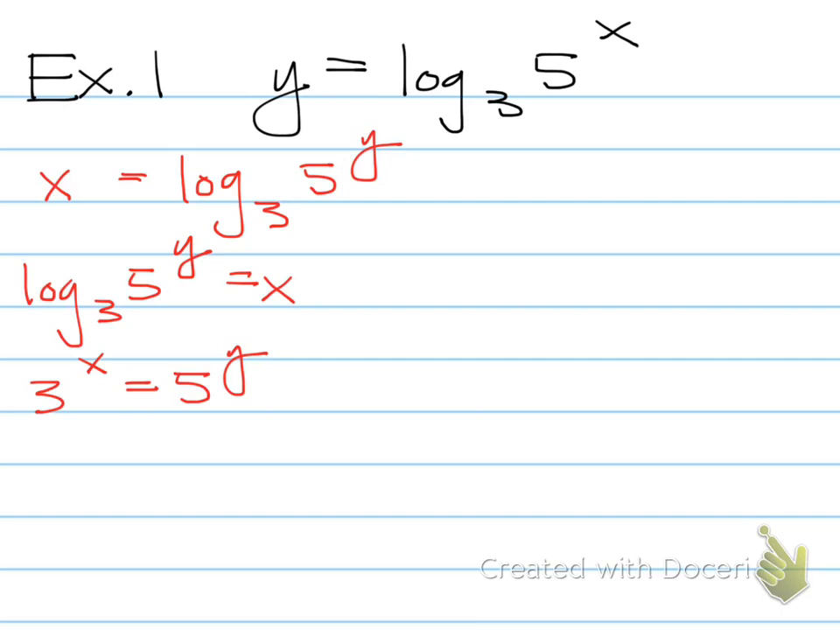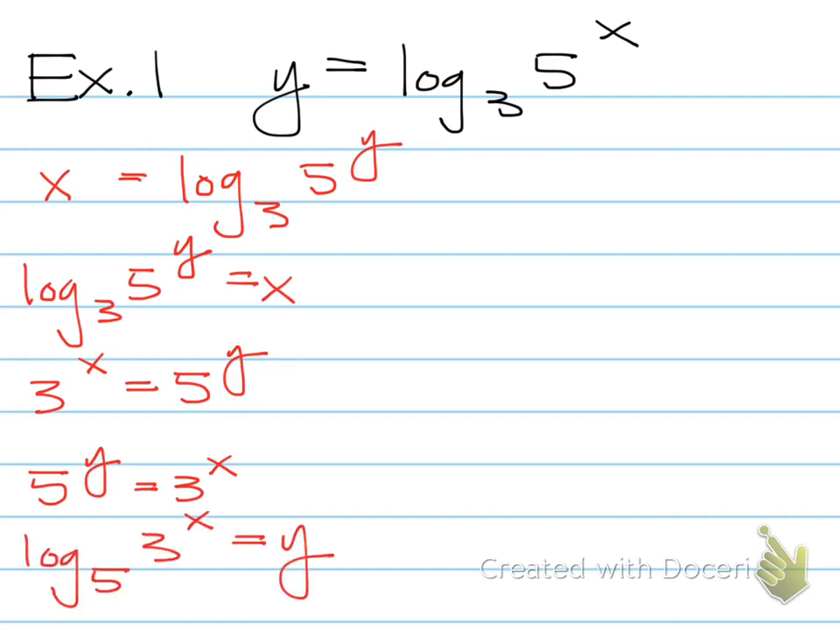All right, and then now I'm going to go ahead and switch the sides of the equation again because the variable that I'm trying to solve for is still in the exponent. So I'm going to write this exponent in logarithmic form now. Start with the base of the logarithm, log base 5 of 3 to the x power equals y. And then when we solve for y, we're just going to lastly replace the y with f inverse of x.